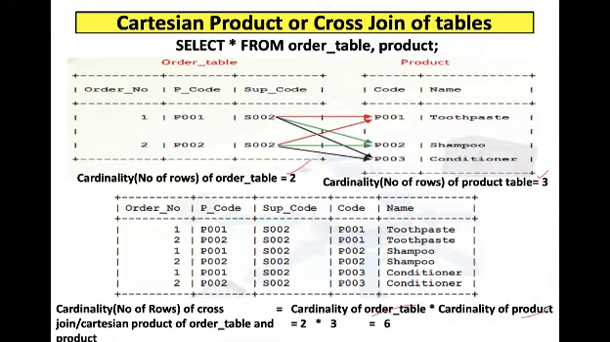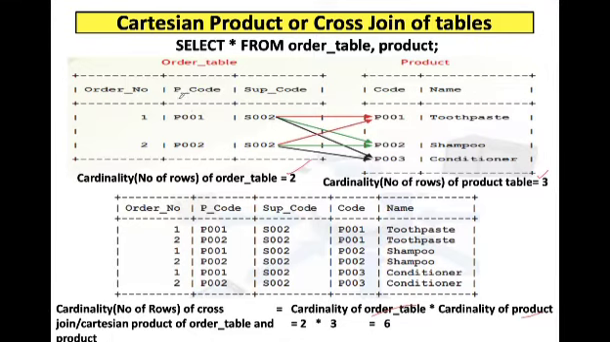I hope this is clear to you. This is an important question. Many times it comes in the board exams that you are given two tables. The cardinality of the first table is this, the second is this, and what will be the cardinality of the cross join of these two tables? With this formula you will be able to understand how to calculate the cardinality of a cross join.